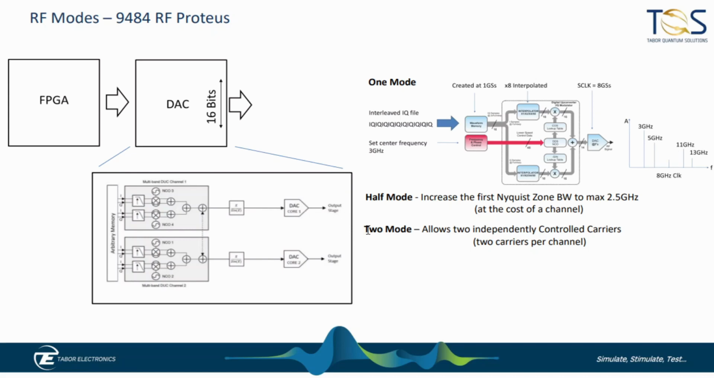2 mode is another interesting one because it decouples the operation of the NCOs within the system, and so out of one DAC, you can get 2 independent CW frequencies. So you could have 2 independently modulated signals coming from one DAC. So with 1 mode, half mode, and 2 mode, you get a lot of different capability from the arbitrary waveform generator output, which is built into the DAC functionality, built into our DAC implicitly.